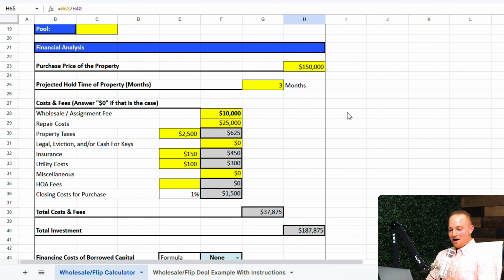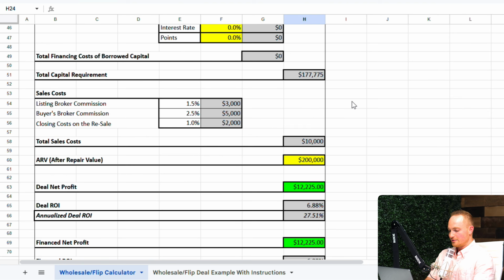If you guys know, let us know in the comments. If you can tell me, based on the numbers that we went through today in this example, what is that purchase price that we would need to make a minimum of $25,000 in net profit and a 15% deal ROI. So let's figure that out together now. If we went from $150,000 purchase price to $140,000 purchase price, that gets us to about $12,000 in deal net profit and a 6.8% deal ROI. So that's not quite good enough, is it, Tim?